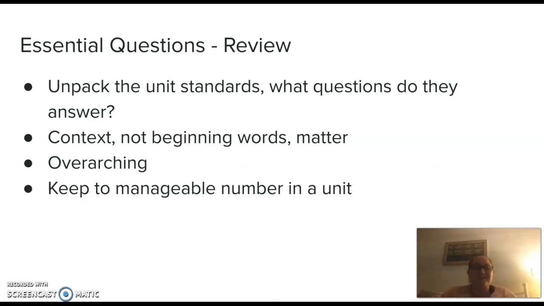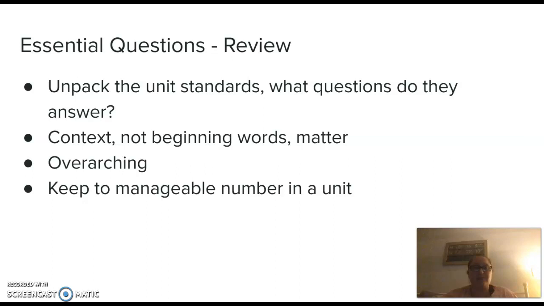It's important really to think about the context, not the beginning words of the question. A lot of times teachers will get stuck on the verb that they use in the question, thinking that that's what's going to help them make it higher level. That's a very Bloom's taxonomy way of thinking, but it's not those first few words, it's the context of the question. And then I think people may or may not disagree.